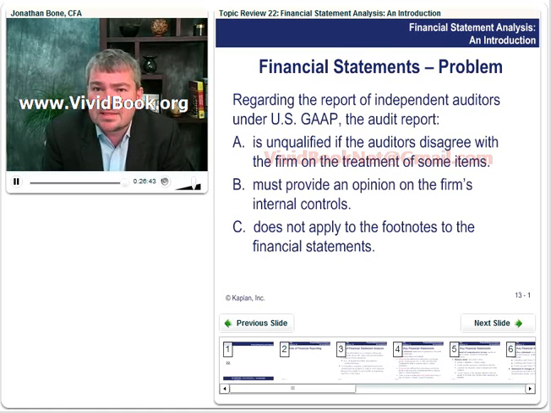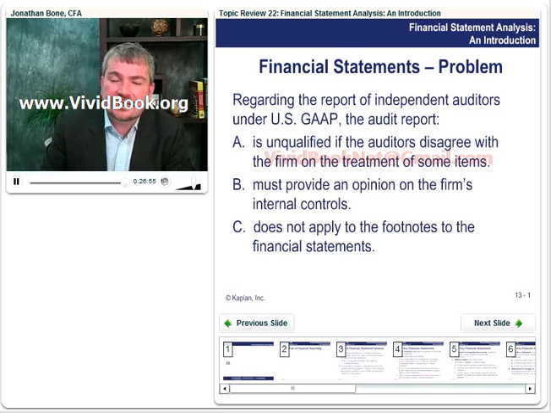Let's just check with C. Does not apply to the footnotes to the financial statements. No, of course the audit report does. It covers the primary financial statements and all of the footnotes. What it doesn't cover, remember, is the management discussion and analysis. So hopefully our answer is B.